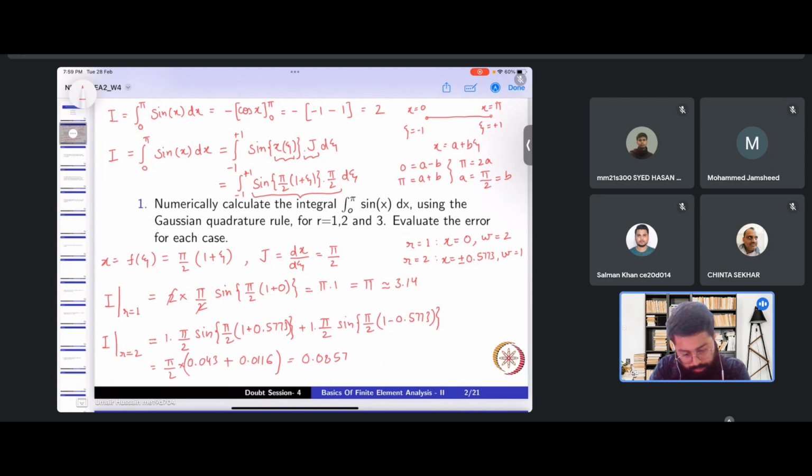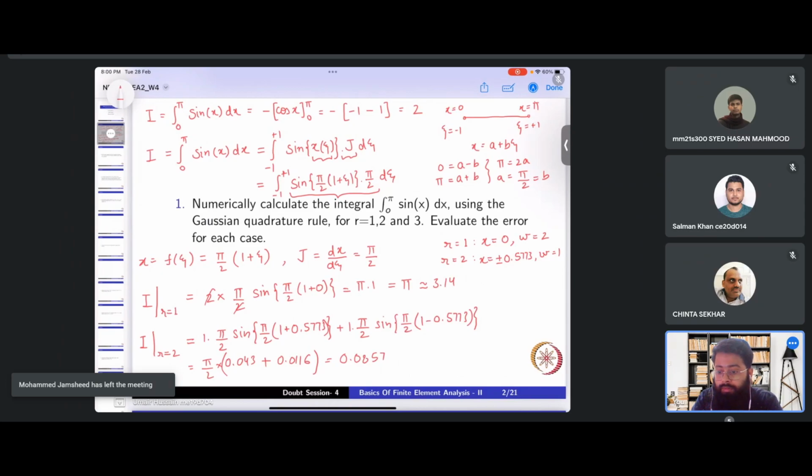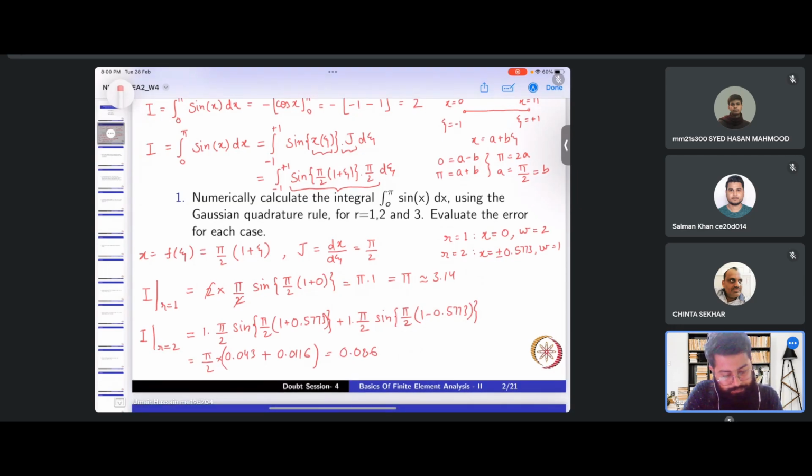We have pi by 2 times sine of pi by 2 into 1.5773 plus sine of pi by 2 into 1 minus 0.5773, giving 0.0857, about 0.086. Okay, so we still have some error here.